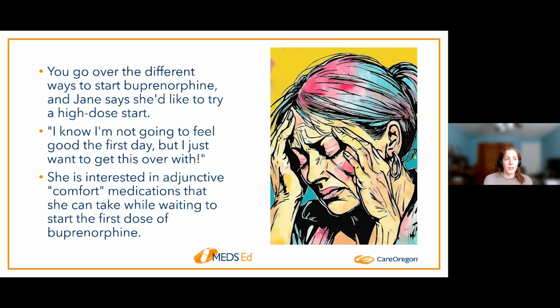So you go over the different ways to start buprenorphine, and Jane says she'd like to try a high dose start. She says, I know I'm not going to feel good the first day, but I just want to get this over with. She's interested in adjunctive or comfort medications that she can take while waiting to start the first dose of buprenorphine.